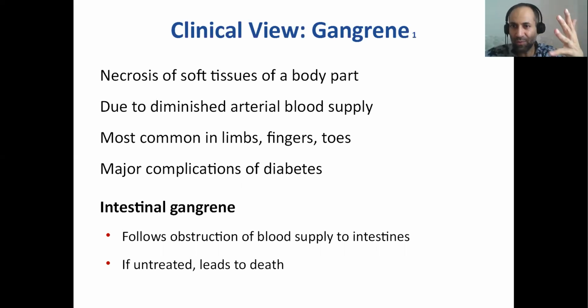Necrosis, or gangrene, is most common in your limbs, fingers, toes, because these are the parts which are exposed to the elements, right? So frostbite or lack of blood supply, that all happens in your fingers and your toes, such as people with Raynaud's phenomenon. And my wife is one sufferer of such a phenomenon, mostly found in females, right?